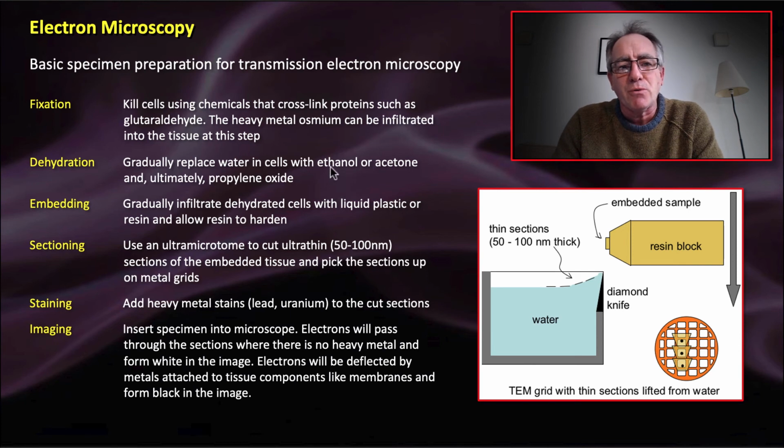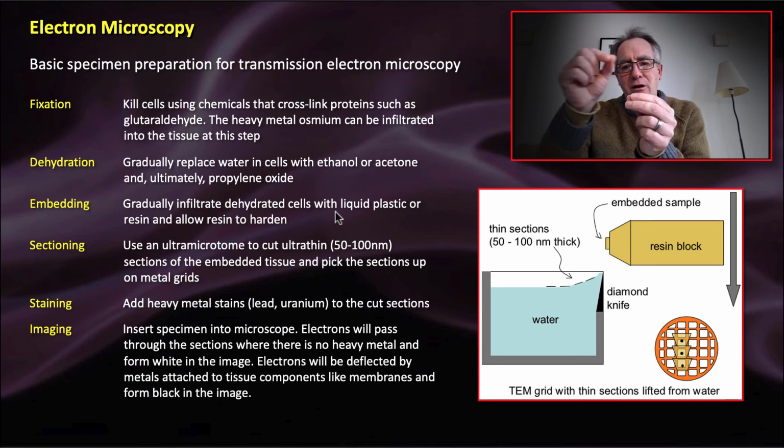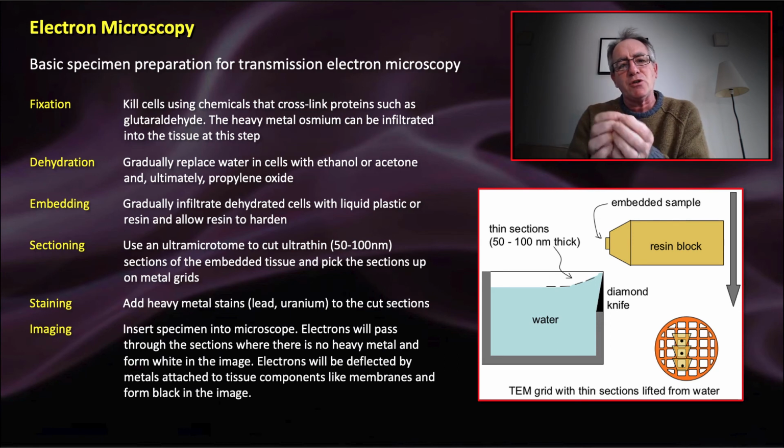Usually, in fact, we want to go beyond the ethanol or the acetone that we've used in the dehydration series. We want to get the tissue into propylene oxide, which has a very high vapor pressure. It's a solvent. Once you've got your tissues into propylene oxide, then you want to embed them, and you use liquid plastic or resin to do this. You take the tissues out of the propylene oxide, put them into the liquid resin, and then you let the resin cure and set solid.